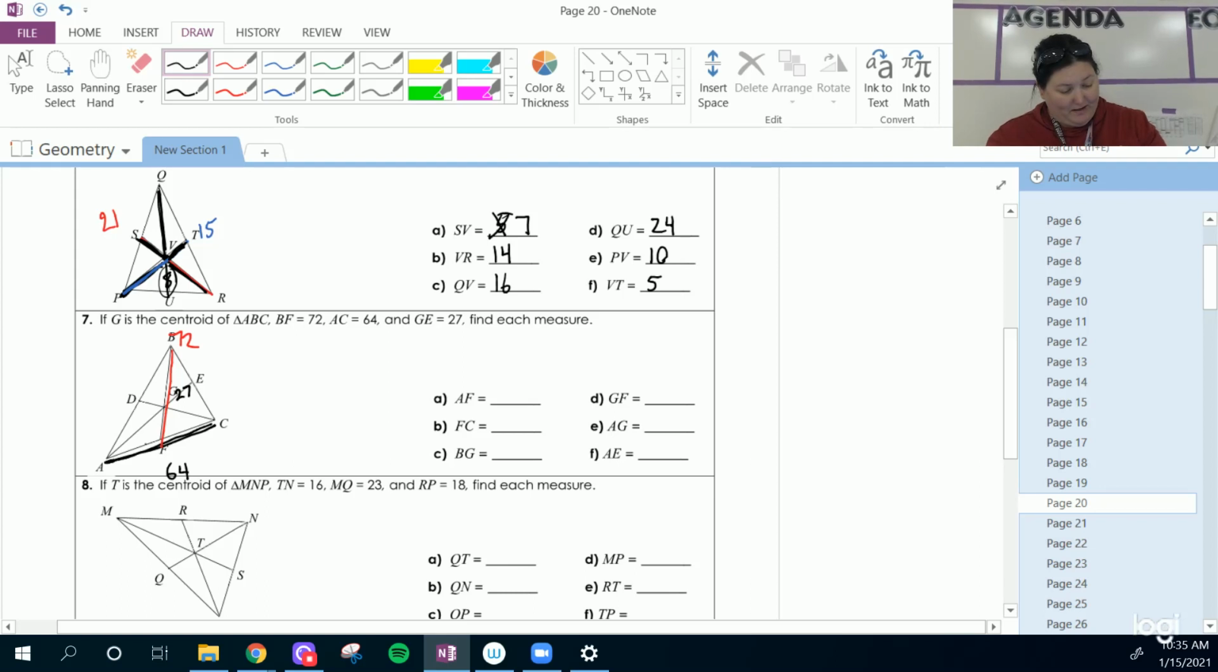So first thing we need to find is AF. AF and FC are congruent to each other, so we take 64 and split it into 2 pieces, which is 32. Next one they want is FC. So FC is just this piece here, that is also 32. BG is this piece here, so we take 72, divide it by 3. 72 divided by 3 is 24. And 24 times 2 is 48.